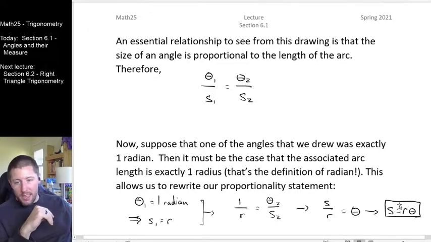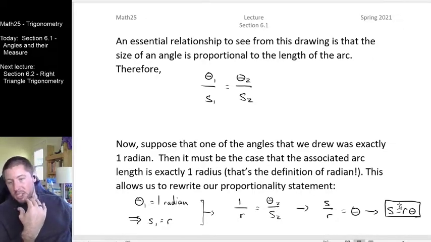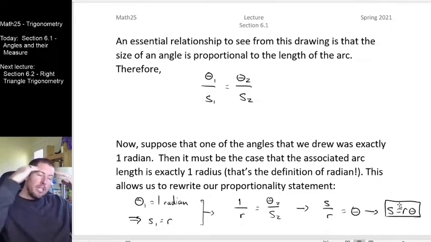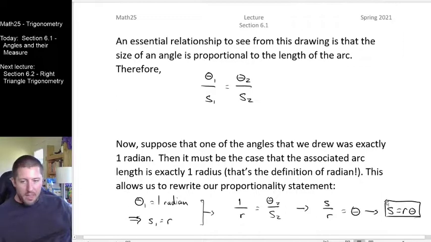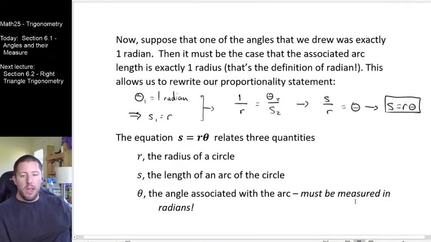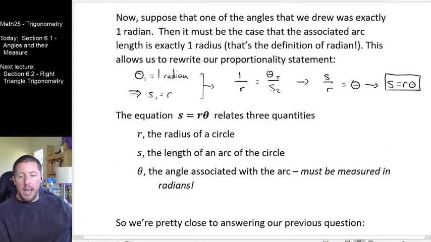So by the way, right there, this is one of our first examples of why math is actually very often easier when you're using radians than degrees. If I'm picturing an angle in my head, I think in terms of degrees. If I'm doing math with angles, I want to be in radians. And this is our first example of that being the case here. So this equation, S equals R theta, relates three quantities: the radius of a circle, R, the length of the arc of a circle, S, and theta, the angle associated with the arc, which must be measured in radians, right?